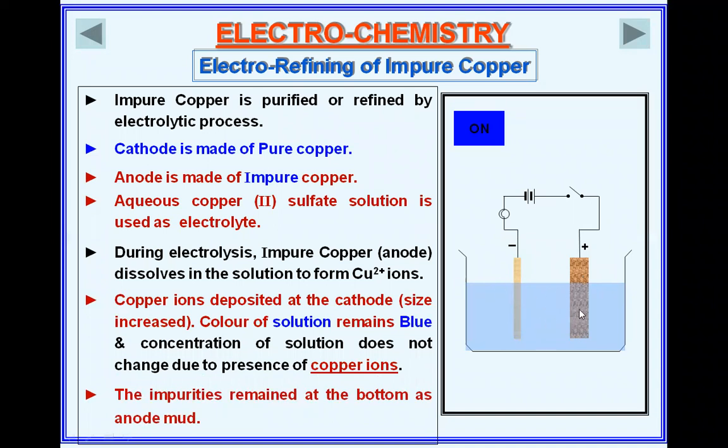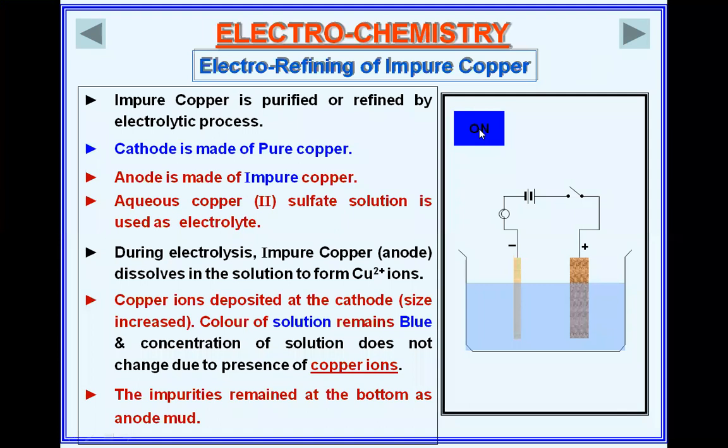And all the impurities which are present in the impure substance can be collected below the anode. So it is called anode mud. Now the whole process can be shown by the animation here in this part of the lecture.